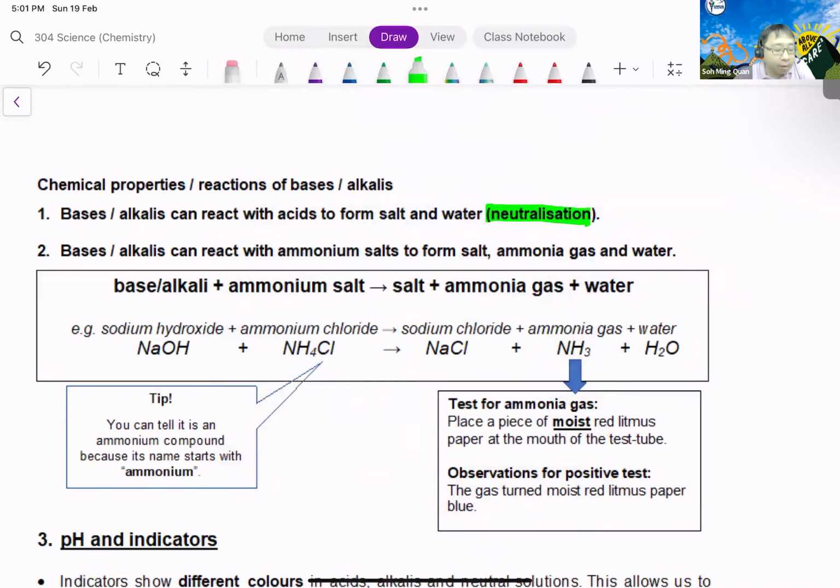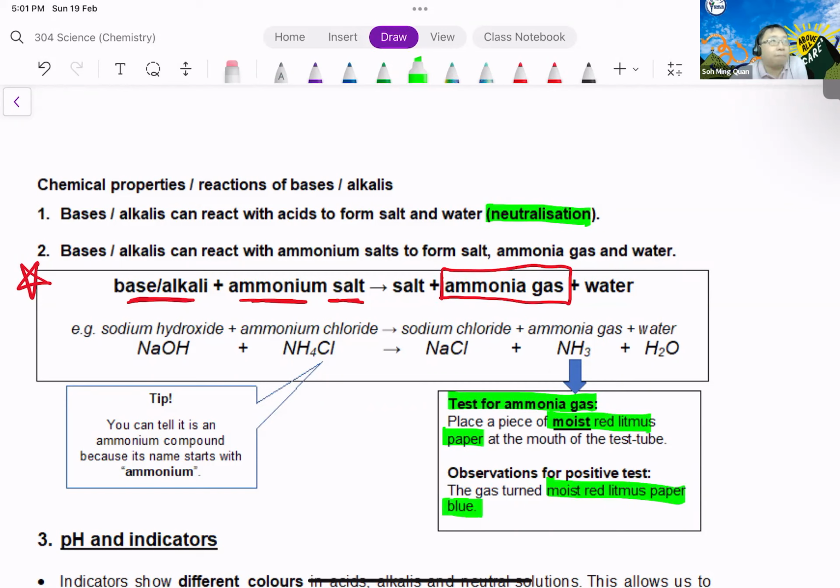Okay? Now, it's the second one that is often forgotten. This is the one that we picked for quizzes that day, and a lot of you forgot. Please know that an alkali or base can react with an ammonium salt, and this gives ammonia gas. You need to know the test for ammonia gas as well. Ammonia is alkaline, so it will turn moist red litmus paper blue.